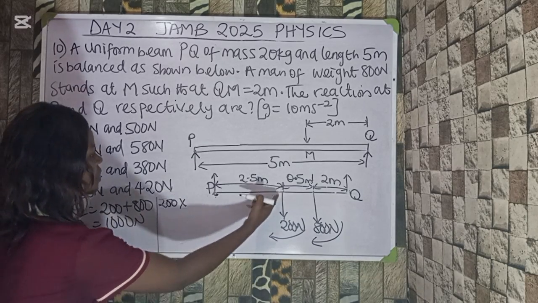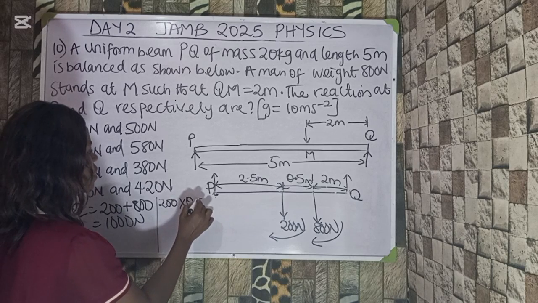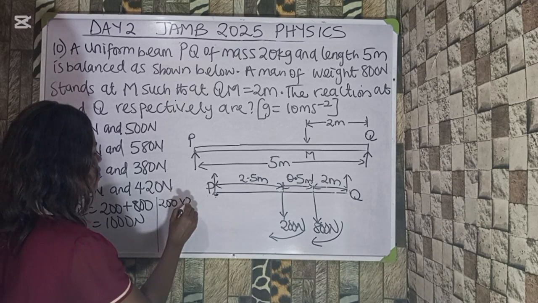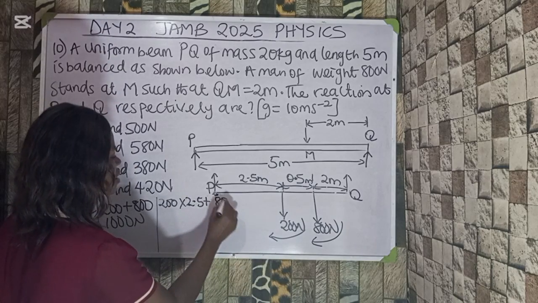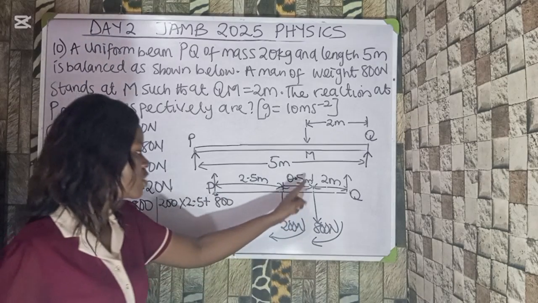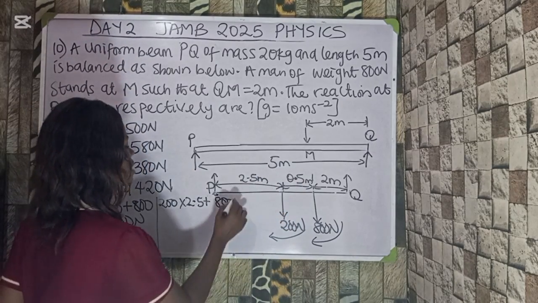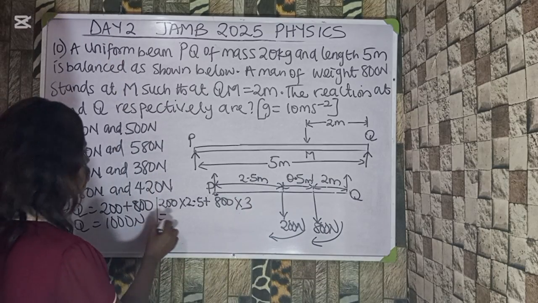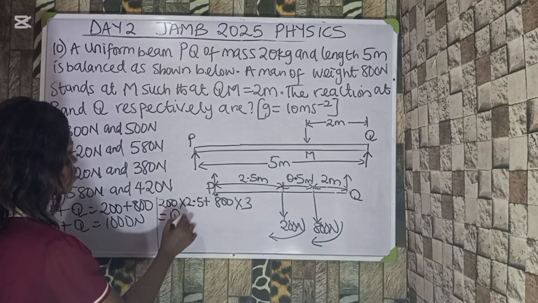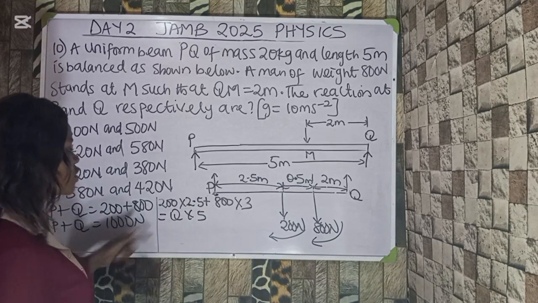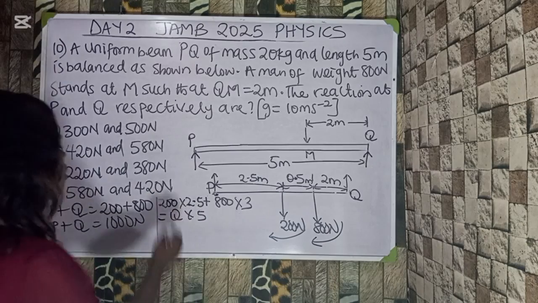200 times 2.5 plus 800 times 0.5 plus this, that is going to give me 3, equals my Q multiplied by 5. So Q times 5. So let's add these ones and see what we have.